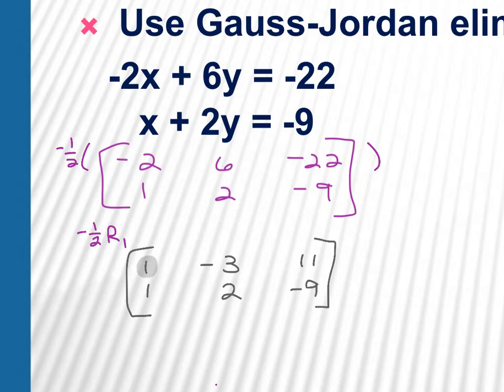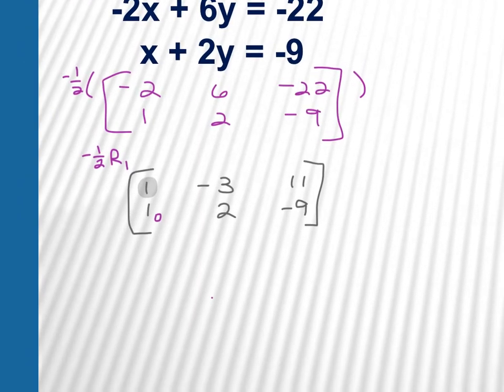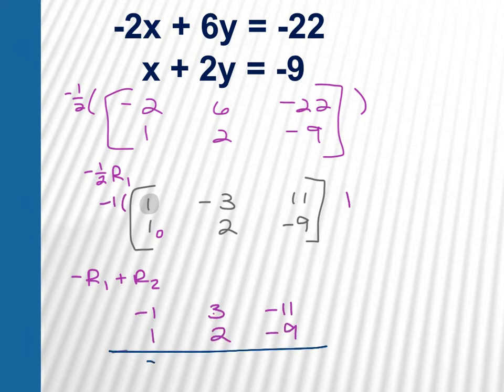I want to work my way down. I want to get a 0 where the bottom 1 is. How do I do that? I could do -1 row 1 plus row 2, or row 1 plus a -1 times row 2. Again, doesn't matter which one. Negative row 1 plus row 2. I get -1, 3, -11, 1, 2, -9. Okay, I get 0, 5, -20.